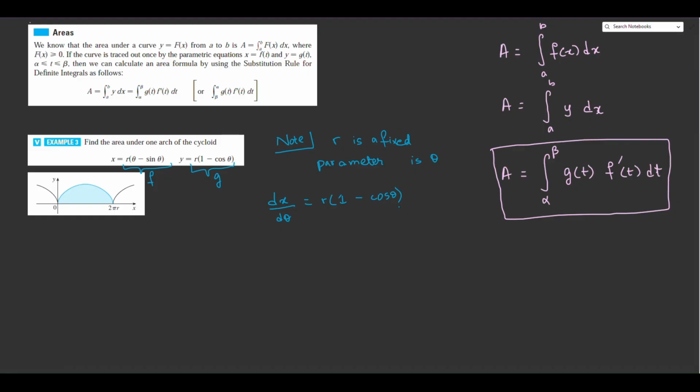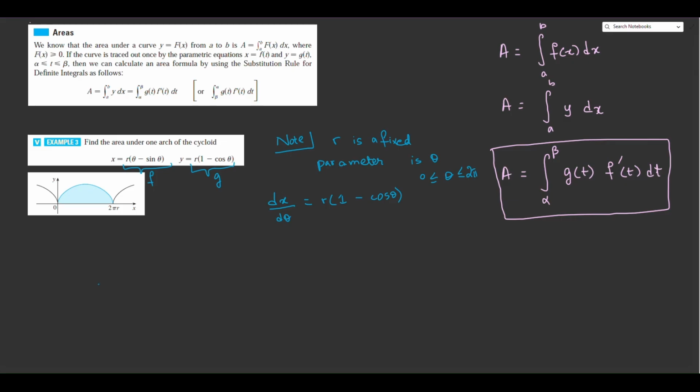And now we substitute these values in this formula. One more thing you need to remember: the parameter is theta, and theta varies from 0 to 2 pi.